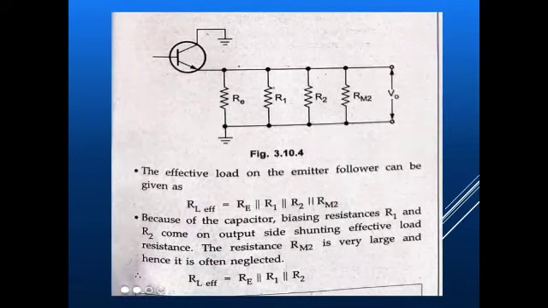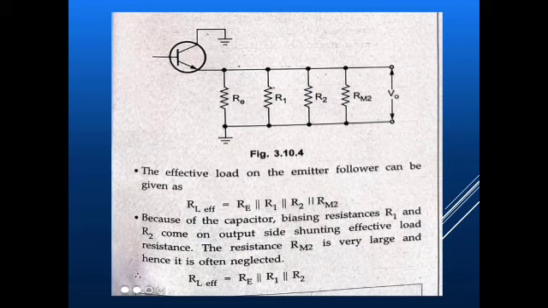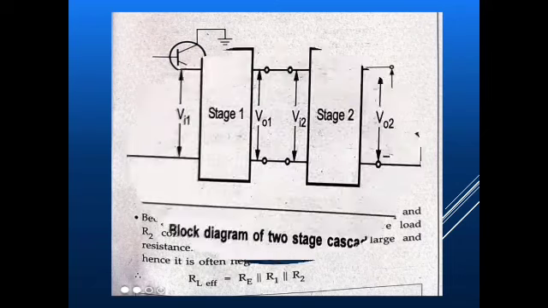Okay, similarly the effective load on the emitter follower, RL effective, can be given as RE parallel with R1 parallel with R2 parallel with RM2. Because of the capacitor biasing, resistances R1 and R2 come on the output side, shunting the effective load resistance. Okay, the resistance RM2 is large and it can be neglected. So RL effective can be given as RE parallel with R1 parallel with R2.